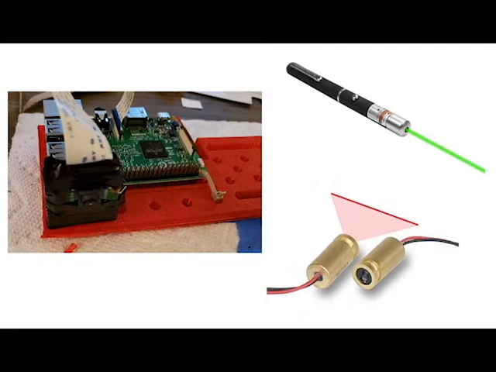Initial calibration used a green laser pointer. However, most tests used a red line laser. The line laser allows me to capture more information in a single measurement.